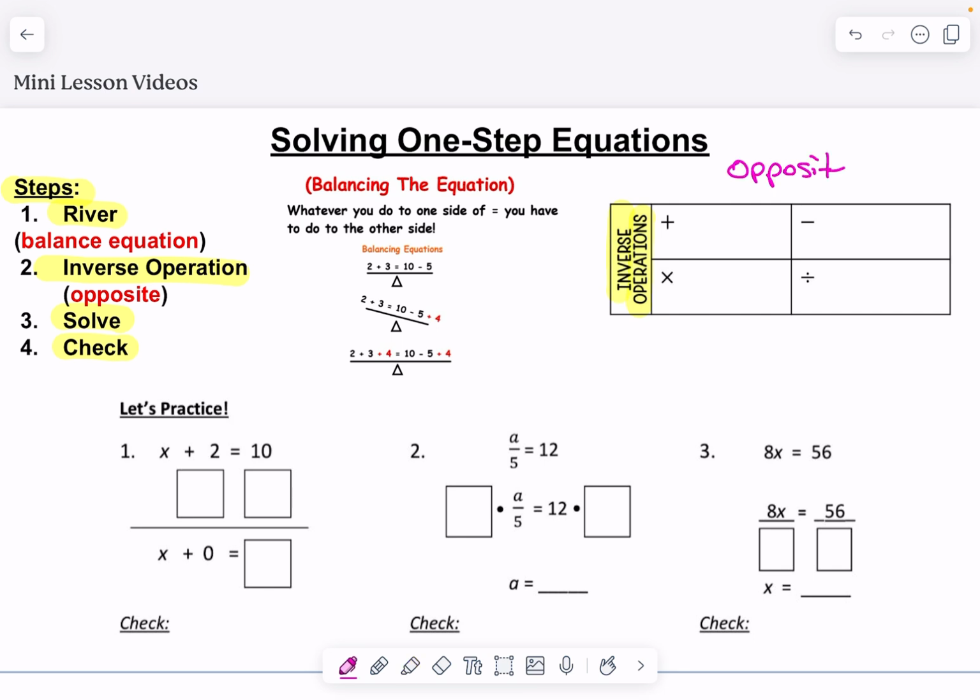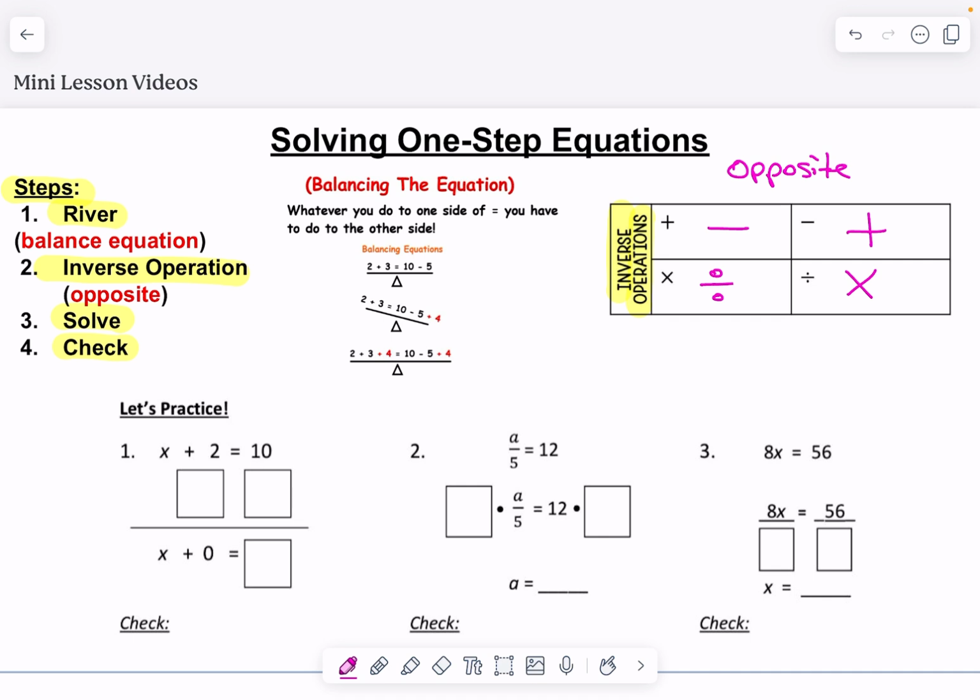So if in the problem we're adding, then the opposite would be subtracting. If it's subtracting, the opposite would be addition. If it's multiplying, the opposite would be division. And if it's dividing, then the opposite would be multiplication. So let's take a look at our examples.